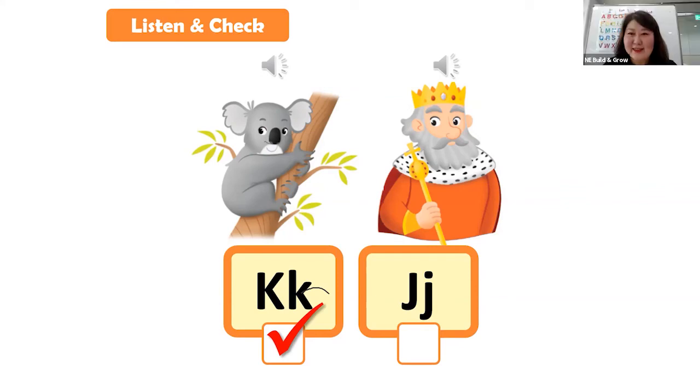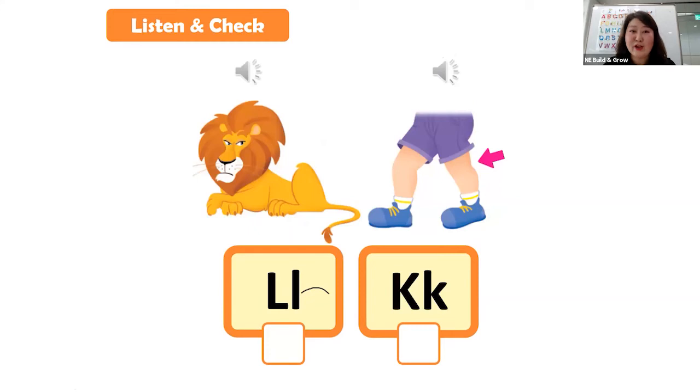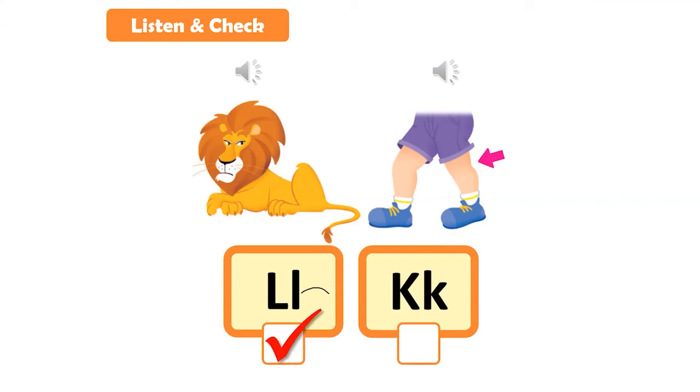Now let's look at the next one. Are you ready to listen? Yes. Lion. Leg. Did you hear the beginning sound Z? No, right? Good job, guys. Then what about cake? No. Probably not, right? Then L. Yes. That's right. Good job, everyone.